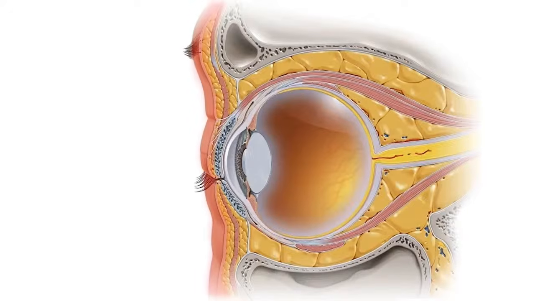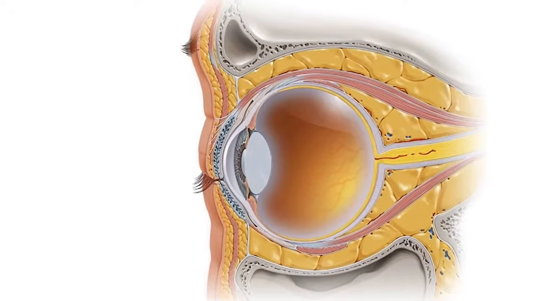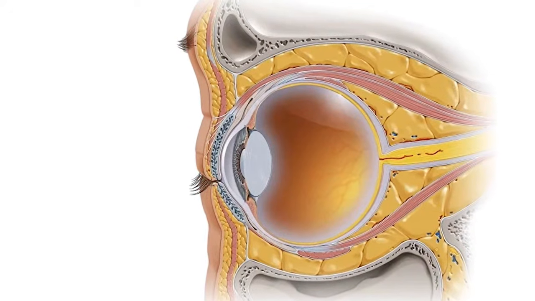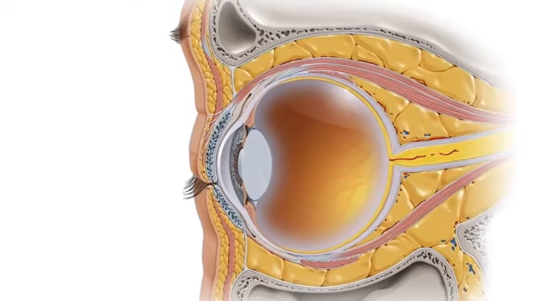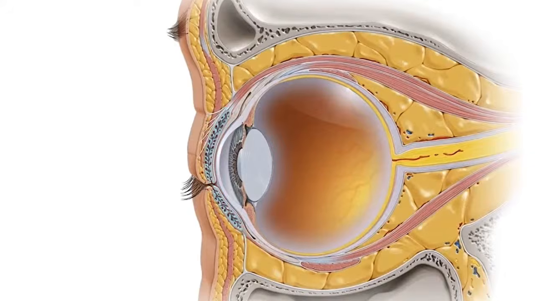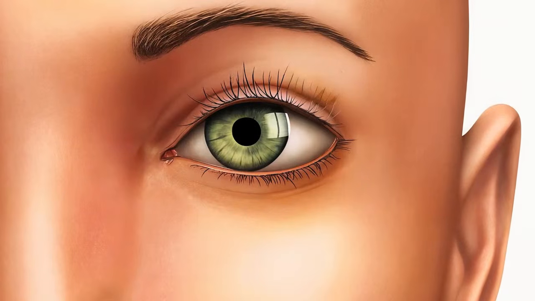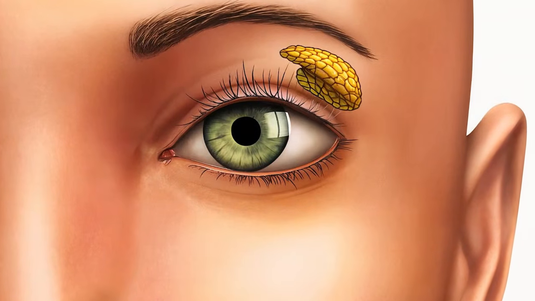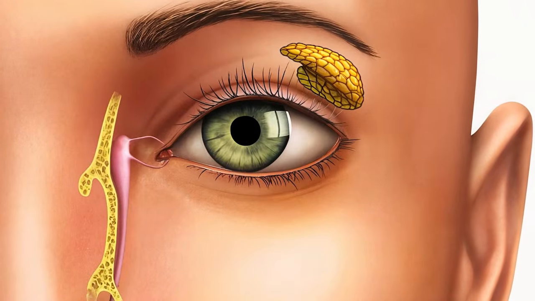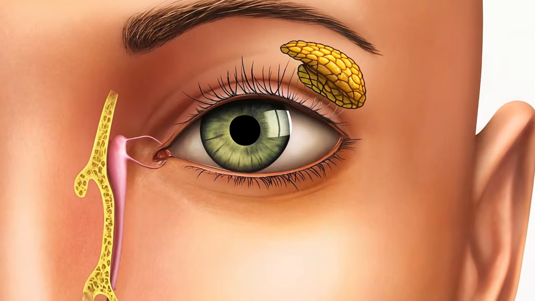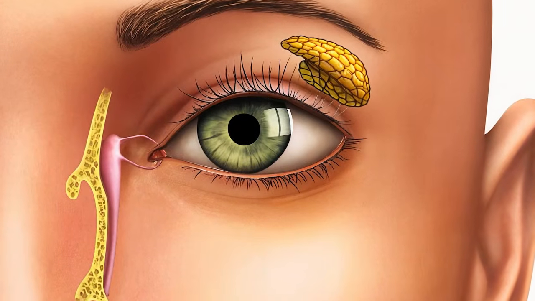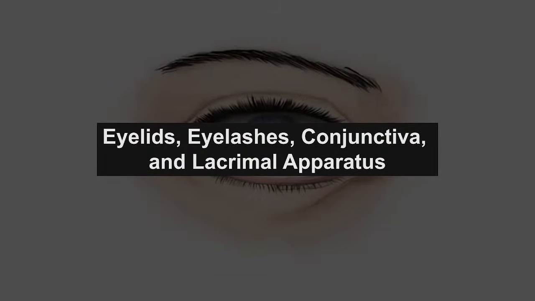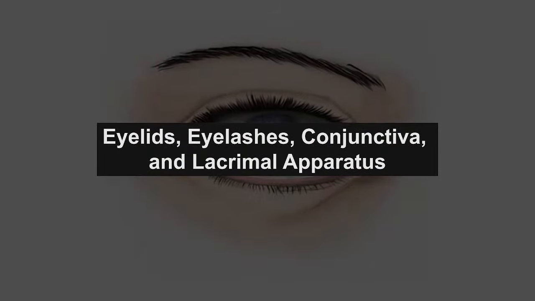The eyelids, eyelashes, and conjunctiva are all critical in shielding the eye from foreign particles and excessive light, while also helping to distribute tears evenly over its surface. The lacrimal apparatus, which includes the lacrimal gland and associated ducts, produces and drains tears, ensuring that the eye remains moist and that the corneal surface stays free from debris and pathogens. Eyelids, eyelashes, conjunctiva, and lacrimal apparatus.